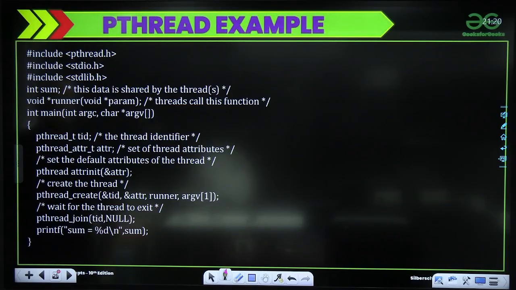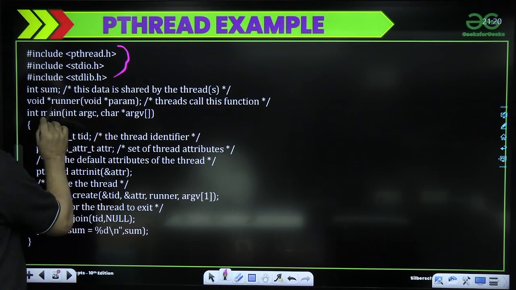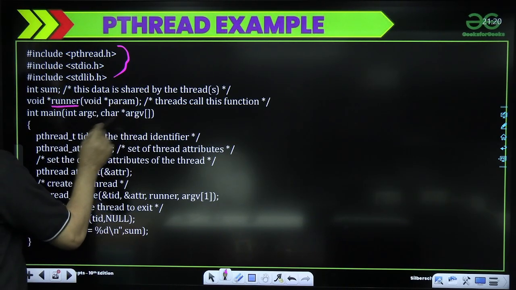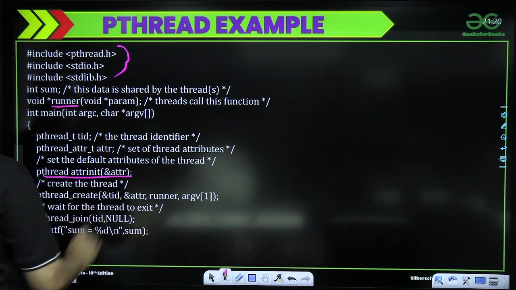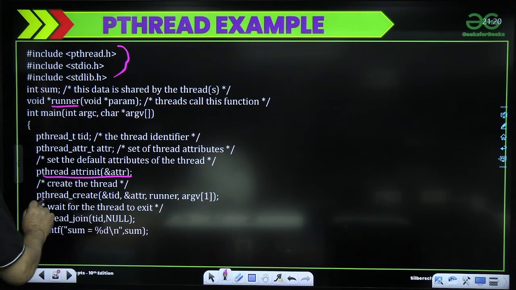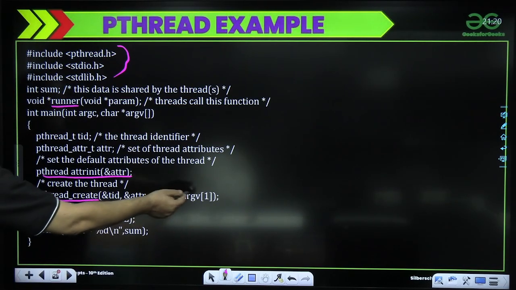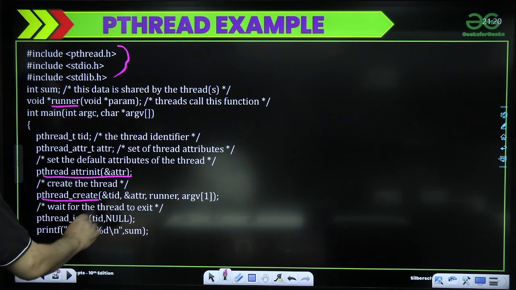Let's see this. These are the header files that have to be included. There is a global variable called sum, and there is a function called runner. There is a function declaration, argc, argv, thread id, thread attributes, and here is the attribute initialization function. Default attributes are initialized, and here we are using the pthread_create API call to create the thread. So here we are creating the thread, right? The argument is the first argument which is being provided as a value, like the value of n, you can say. And then after that, we are waiting for the thread to complete.